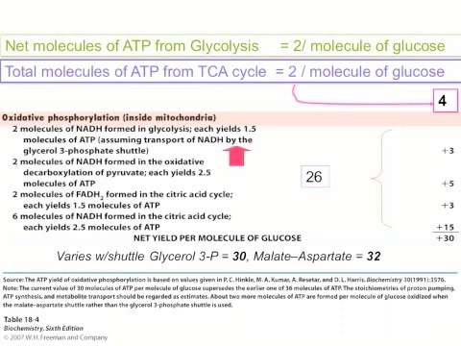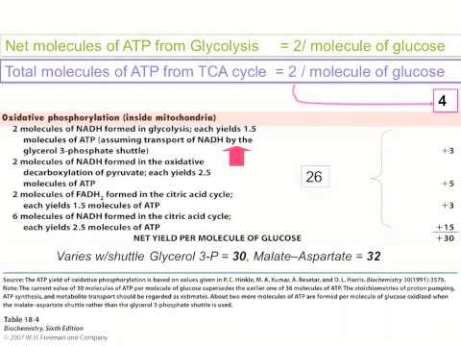But we also have reducing equivalents. We have 2 molecules of NADH formed in glycolysis, and if we use the glycerol 3-phosphate shuttle, each will yield 1.5 moles of ATP. If, of course, we use the malate aspartate shuttle, that will be 2.5 moles of ATP per NADH, because we won't have to go down to FADH2.